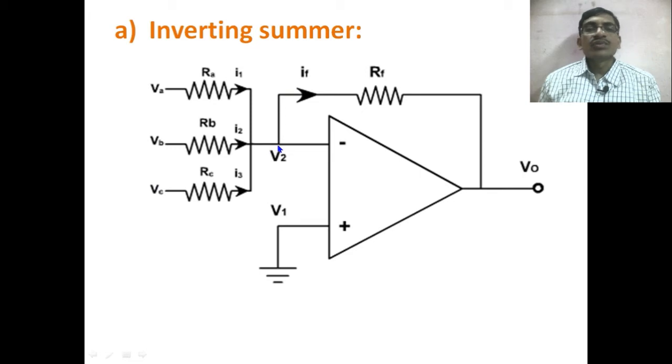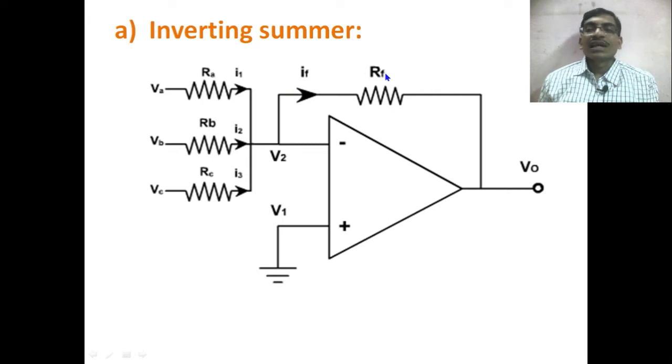Therefore, at V2 we can say VA, VB, VC all are getting added, and this operational amplifier is working like an inverting amplifier. How can we say it is working as an inverting amplifier? Because the input signals have been given to the inverting terminal of our operational amplifier and the non-inverting terminal has been given to the ground, so we can say this op amp is working like an inverting amplifier.